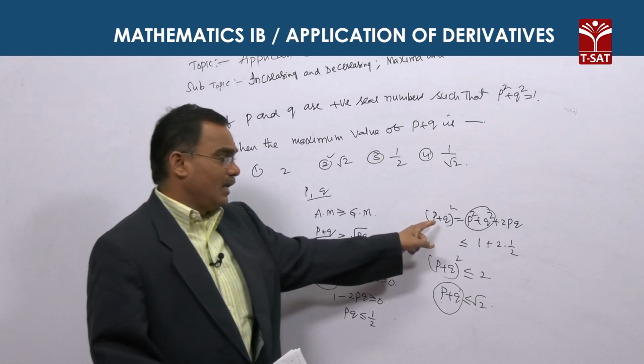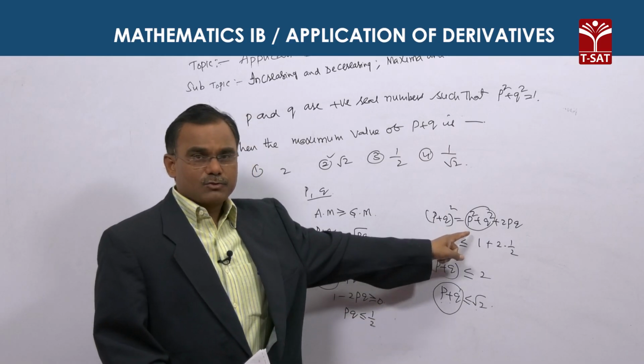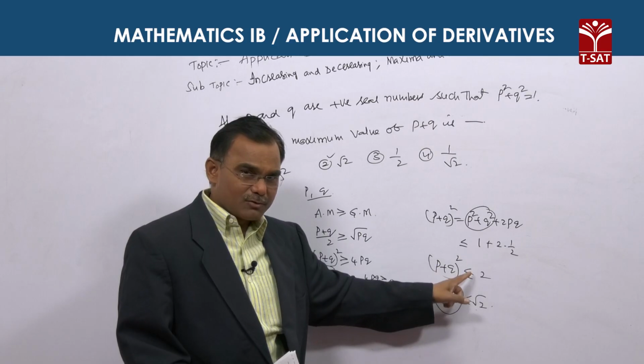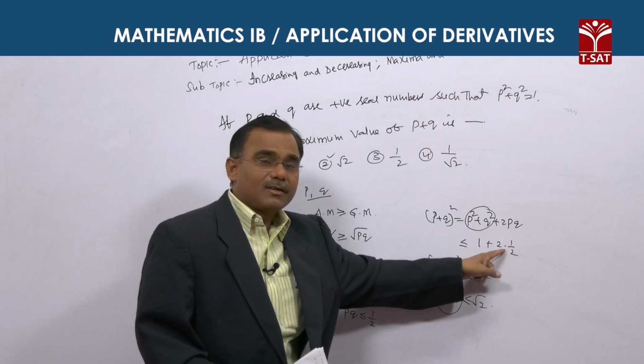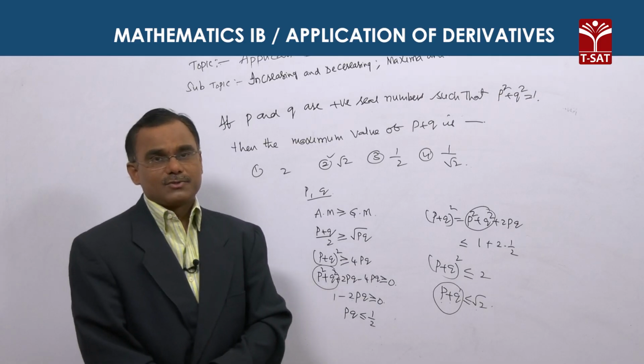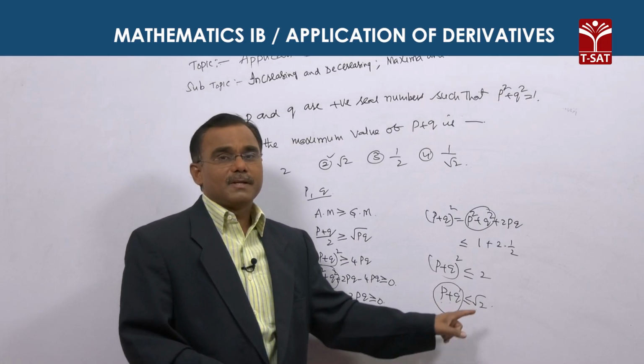Right. Now consider P plus Q whole square. P square plus Q square plus 2 PQ. This P square plus Q square is 1, and PQ is less than or equal to 1 by 2. Applying that, P plus Q is less than or equal to root 2. Therefore the maximum value of P plus Q is root 2.